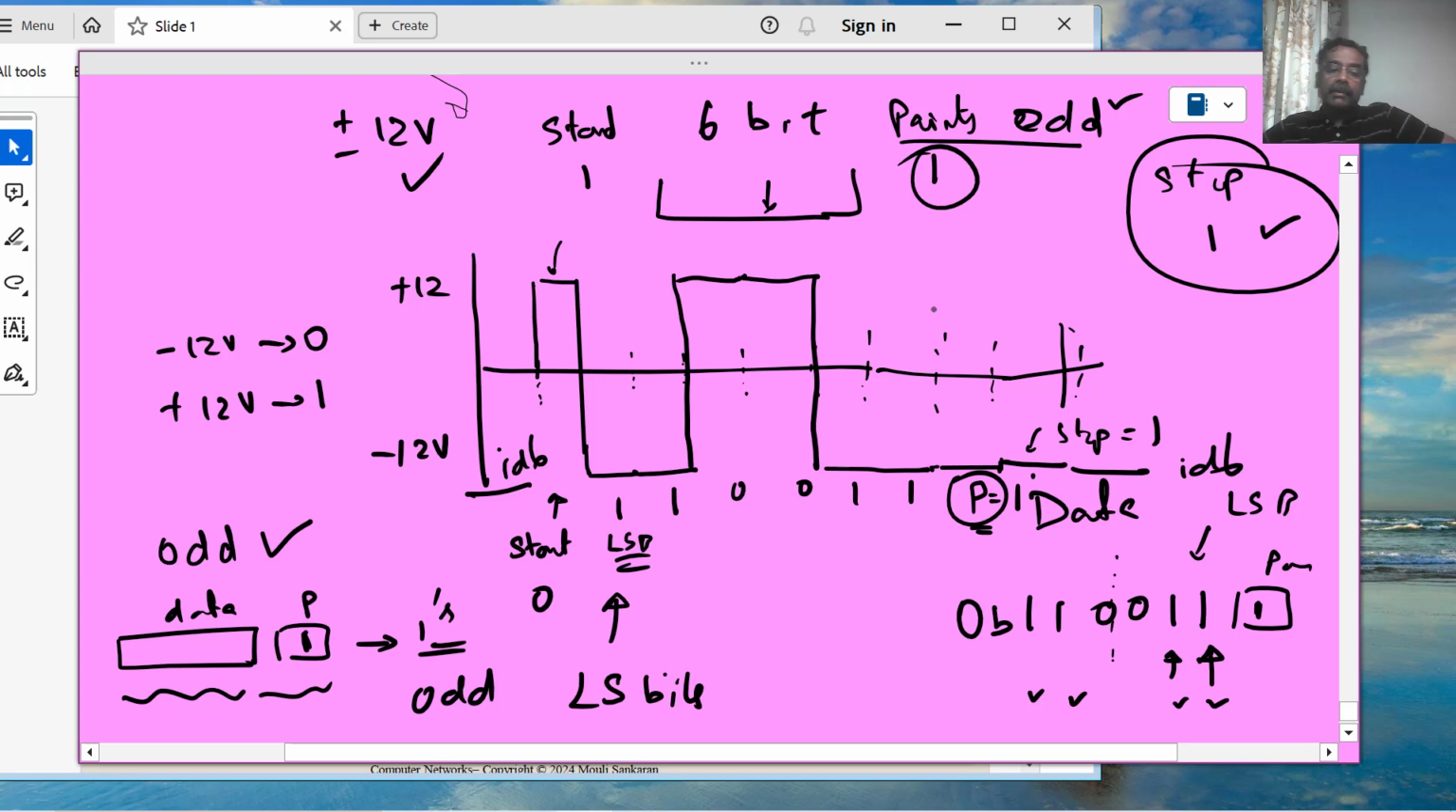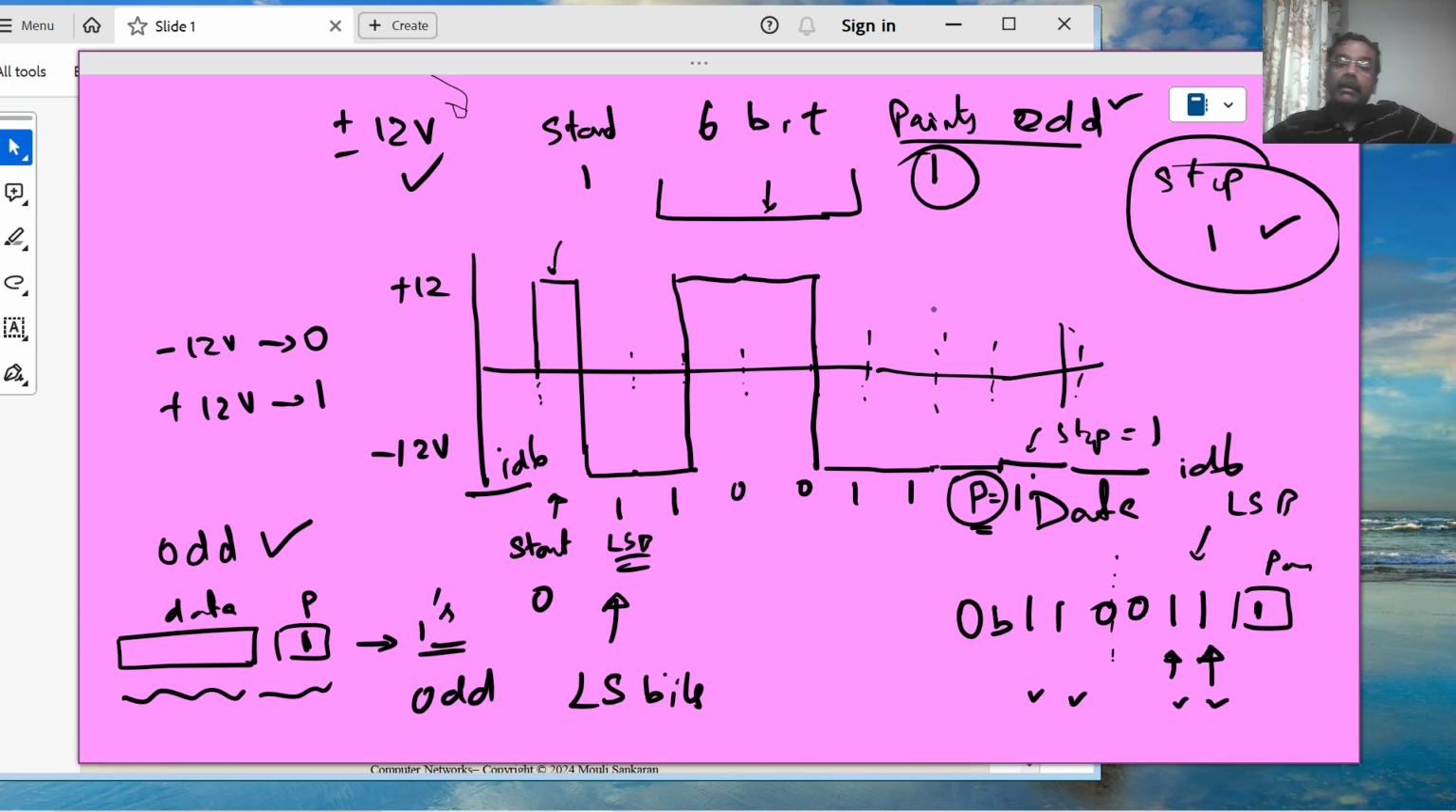You need to practice considering the parity being even or odd, or no parity, and the number of data bits could be 5 to 9 at most, and I may decide to send any data. It could be any bit pattern. The only thing you should do is divide the timeline into equal parts and then draw this picture. This is what is expected.